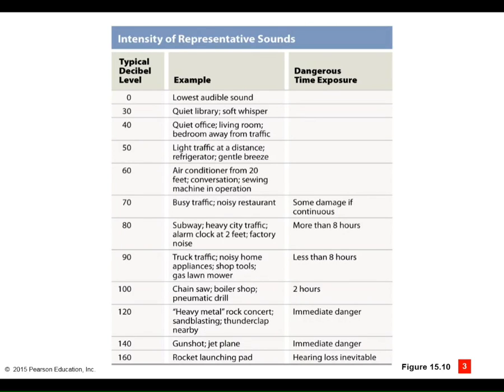As far as safe levels, just a whisper is about 30 decibels. Where you want to be careful is you do not want to be routinely around really, really loud things. For example, 100 on the decibel scale would be like a chainsaw or a pneumatic drill. Two hours of that can be dangerous, and that can start over time causing damage.